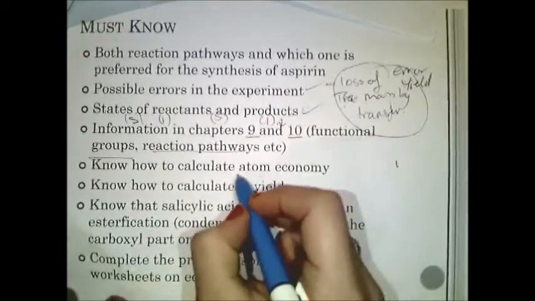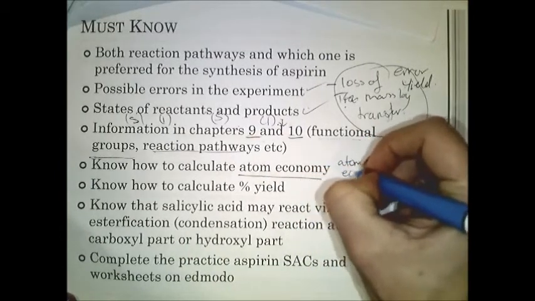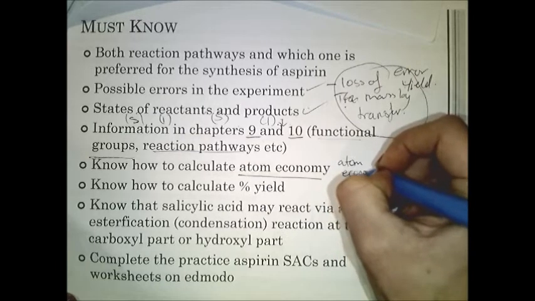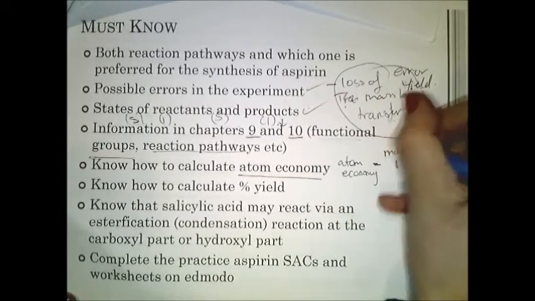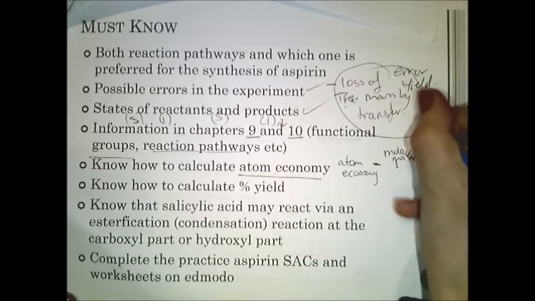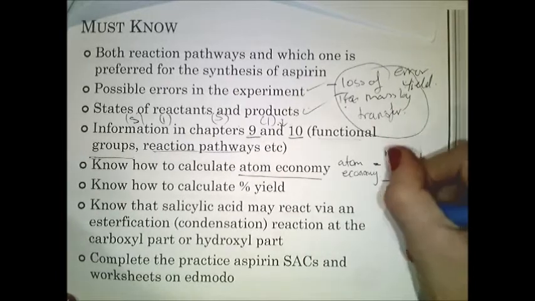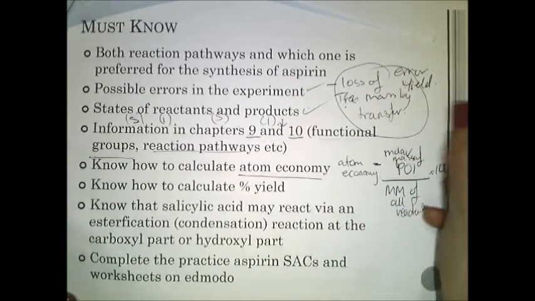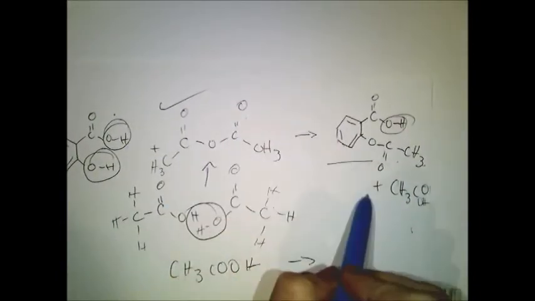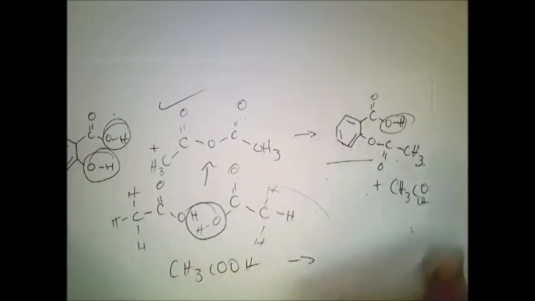You also have to know how to determine atom economy. So atom economy is very easy. It's looking at economically how much of our reactants are going into producing our products. It equals the molar mass of product of interest divided by molar mass of all reactants times 100. You'll notice that the atom economy of this pathway, the preferred pathway, is actually lower than the one that produces water because water doesn't weigh much.